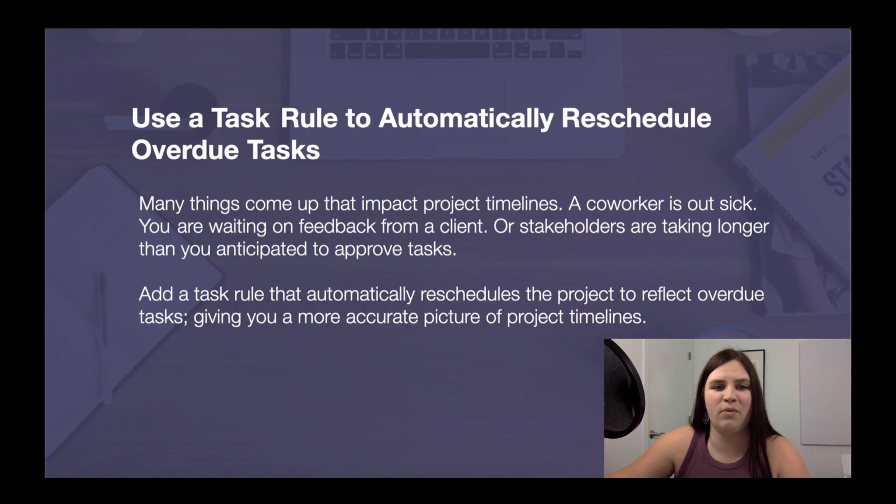The final task rule we recommend setting up is one that automatically schedules overdue tasks. We realize that many things come up that impact project timelines. Maybe a coworker is out sick, or maybe you're waiting on feedback from a client. And what this does is it automatically reschedules the project to reflect overdue tasks, which gives you a more accurate picture of a project timeline. I'm going to head over into the CoSchedule calendar one last time and walk you through this task.